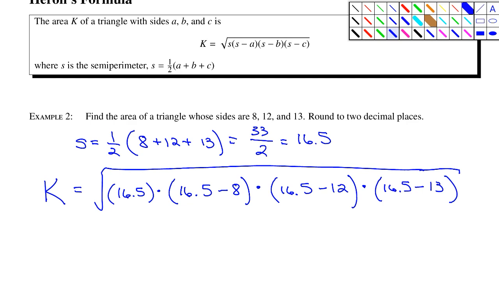Plug that into the calculator and you get 47.00. It's not exactly 47, but it does round to 47.00.